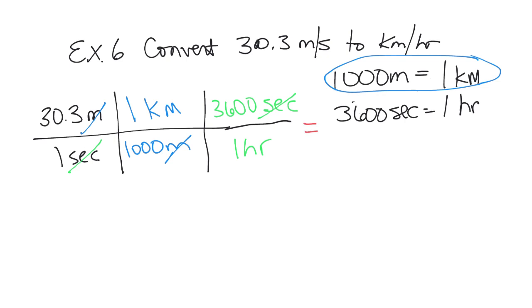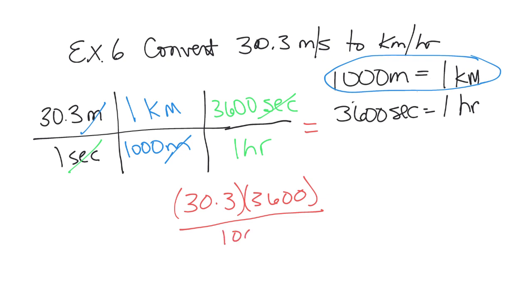So now we're going to take our calculator. Now this is a little different. This is going to be 30.3 times 3,600. And then we're going to divide it by 1,000. Okay. So 30.3 times 3,600 divided by 1,000 is 109.08 kilometers per hour. Now, sig figs, because this is not our final answer.